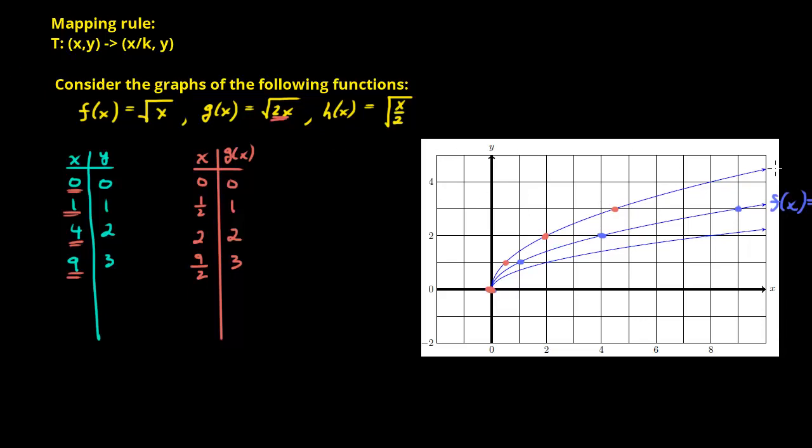So this is the function g of x, which is equal to the square root of 2x. And we can see how these points were compressed horizontally by a factor of 1/2. Let's go ahead and do the same thing for h of x.